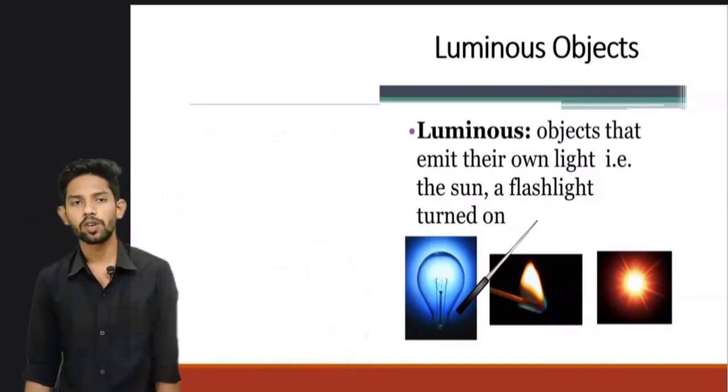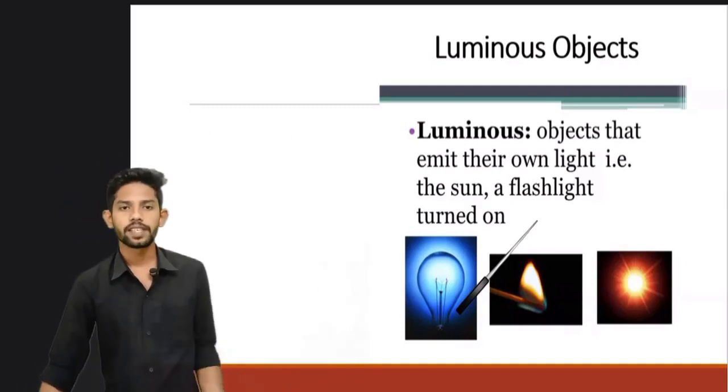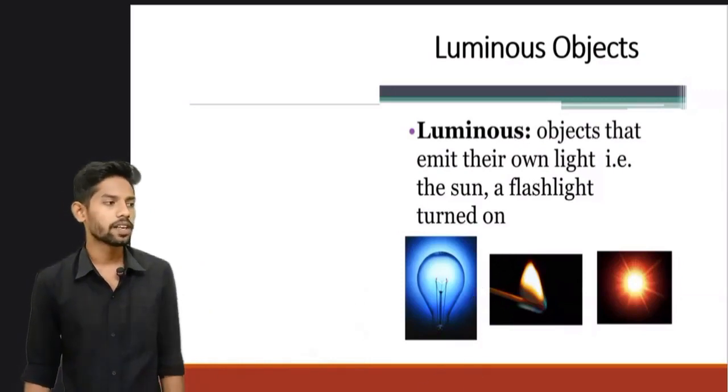We also have non-luminous objects, for example, chairs and things, everything. We'll see that in the further classes. Now let us continue the topic.